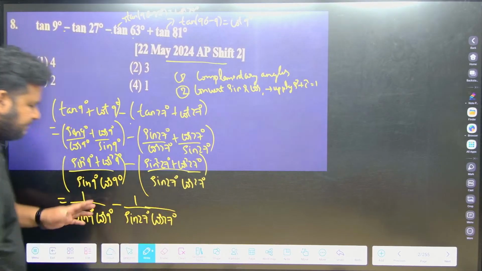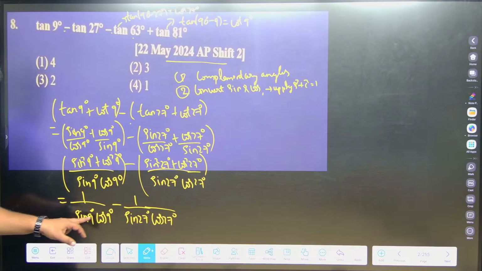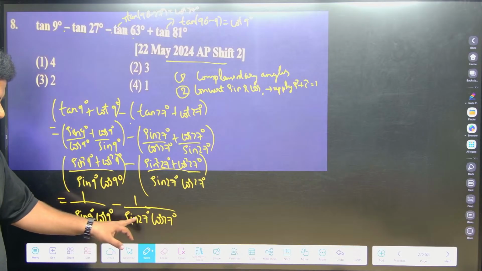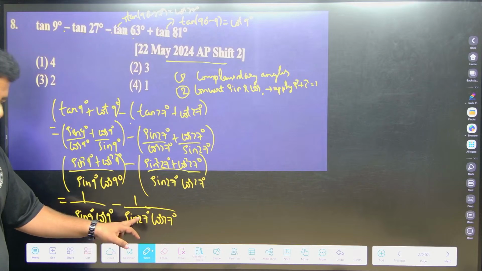Now just have a keen observation here. If you look at this, this is of the form 1 by sin A cos A. Here also it is 1 by sin A cos A. So here A is 9 degree. Here A is 27 degree.